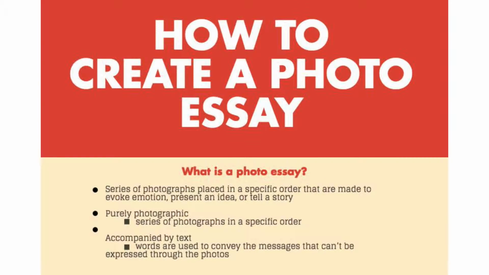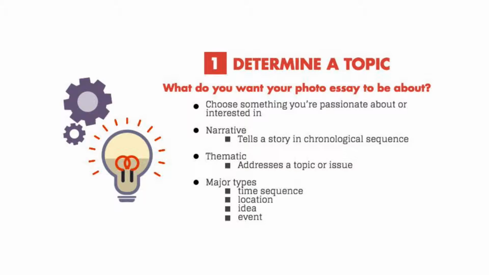There are two types of photo essays. Some of them are purely photographic, so it's just a collection of photographs in a specific order. Other ones are accompanied by text, which can be captions, comments, or an actual full essay. So the first step is determining a topic, what you want your essay to be about. You have to choose something you're interested in or passionate about, because you don't want to be working on something you don't really want to be working on.